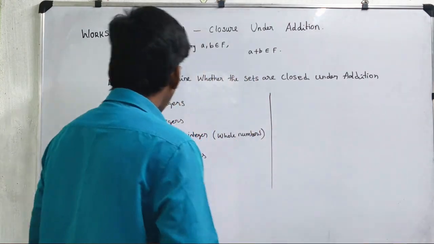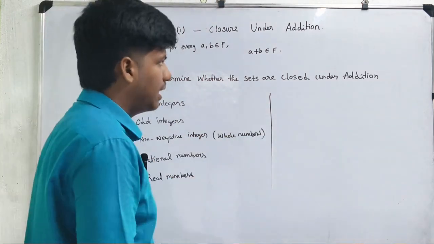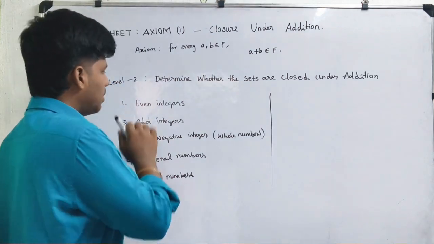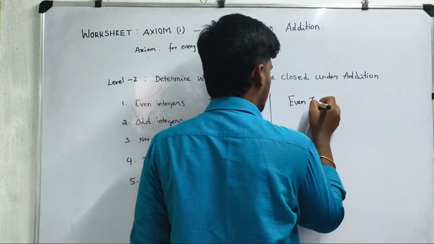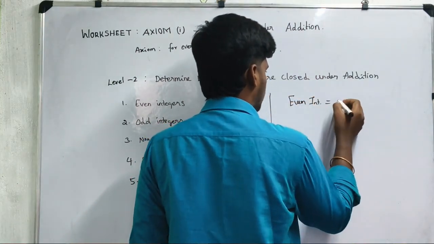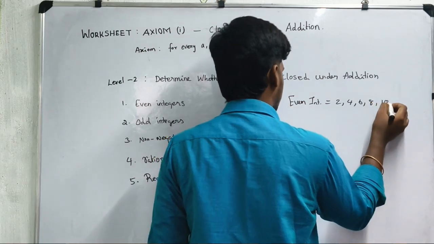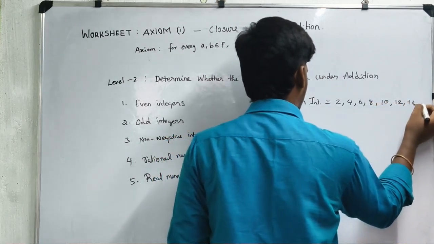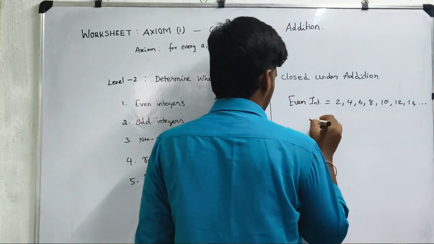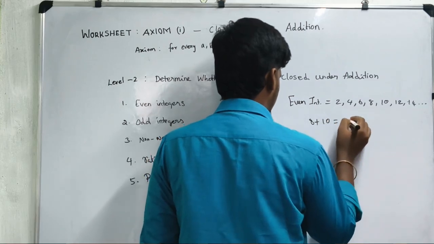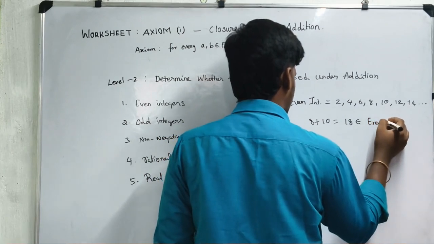Our first question is: determine whether the sets are closed under addition or not. The first set is even integers. Even integers are of the form 2, 4, 6, 8, 10, 12, 14, and so on. I take two elements from this: 8 plus 10 equals 18, which also belongs to the even integers.